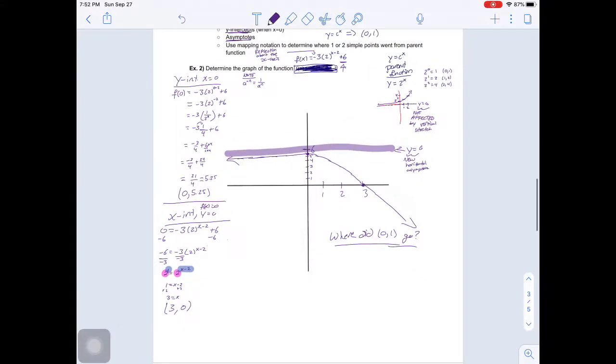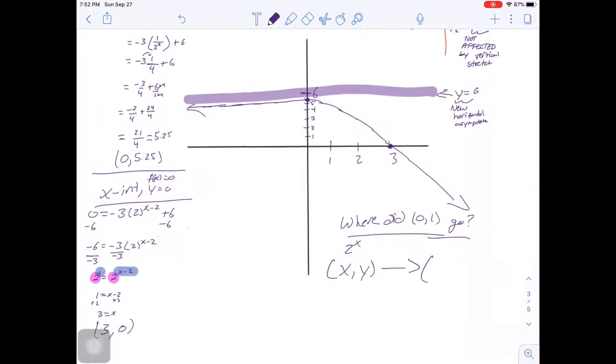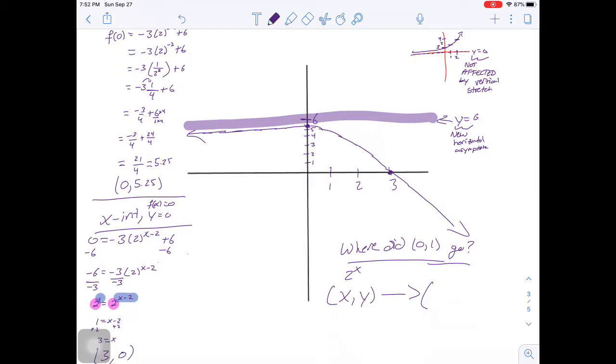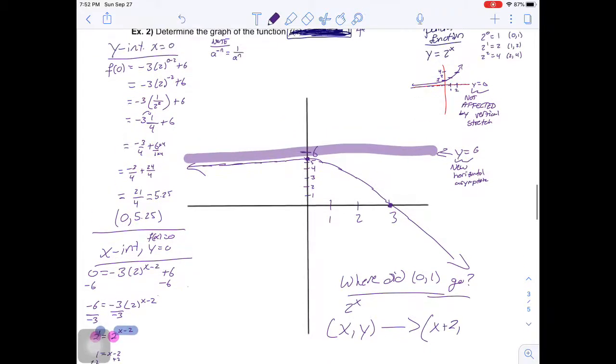Okay, so I'm going to use mapping notation. These x and y values are going to be the ones that are on 2 to the power of x. And then over here, I'm going to apply these transformations. So what did we do? We went 2 units to the right. So with my x values, I'm going to add 2.